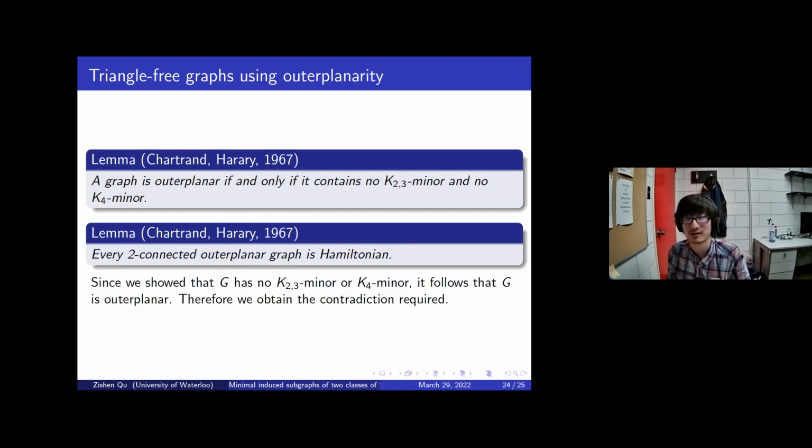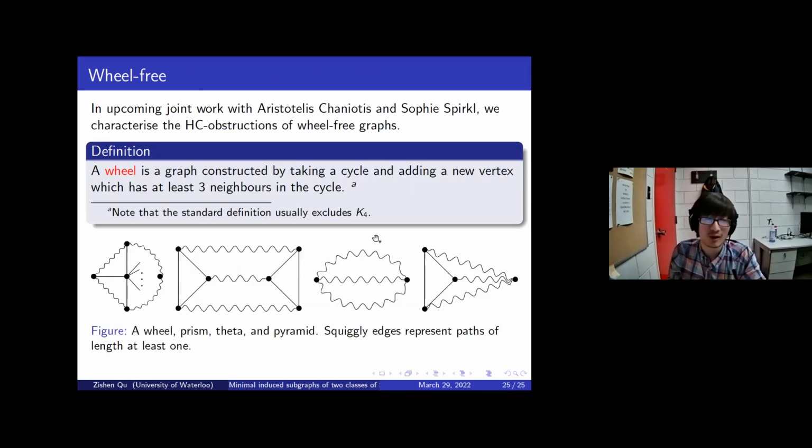It's Hamiltonian if it doesn't contain those three classes of subgraphs that we want to exclude: the theta, the closed theta, and the triangle-free wheel. Okay, so here's a reason perhaps why the triangle-free case is not as exciting, because we had to exclude triangle-free wheels here, but we can sort of just exclude all wheels.